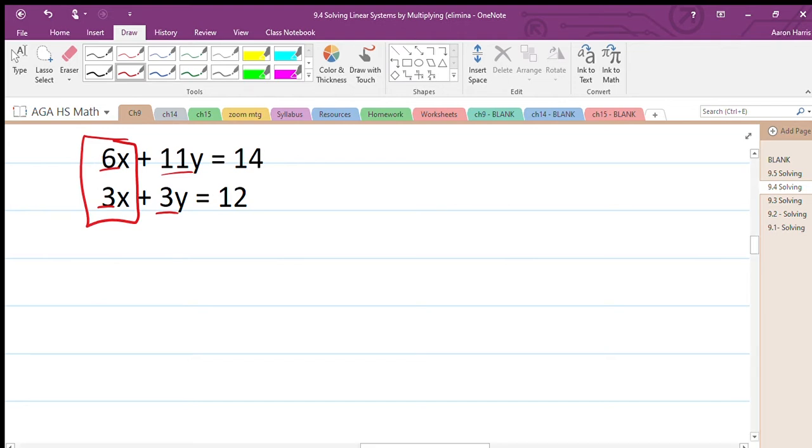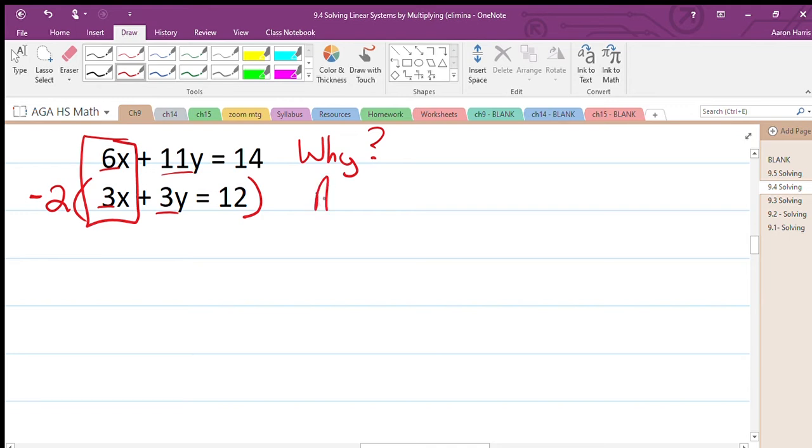These are both positive, so I know I'm going to multiply by a negative. Okay, what number is going to get me to 6? 3 times what gets me to 6? 2. So I want to multiply this whole bottom equation by negative 2. Why am I doing that? It's a very important question to ask yourself.